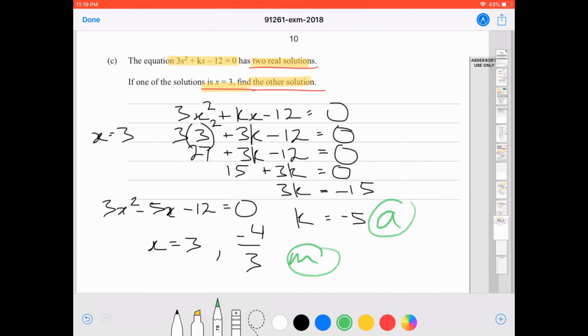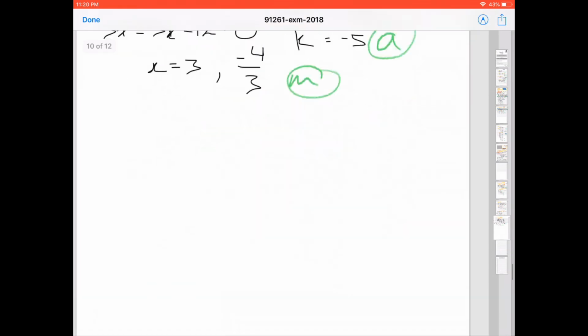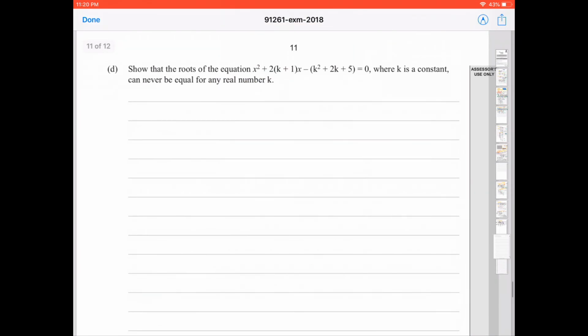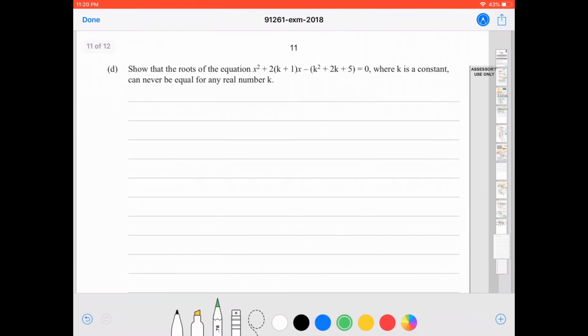Okay, moving on now to question 3D, the last question of the paper, I believe. It says, show that the roots of the equation x squared plus 2 times k plus 1 times x minus k squared plus 2k plus 5 equals 0, k is a constant, can never be equal, so the roots can never be equal for any real number k.